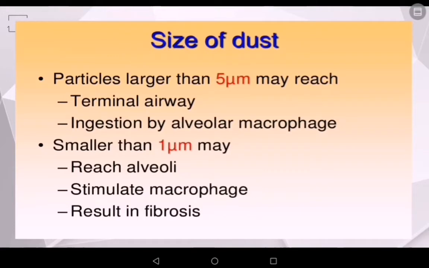So let's look at the first factor, which is the size of the dust. Particles larger than 5 micrometer reach the terminal airway, and these are ingested by the alveolar macrophages. So these are less dangerous than the smaller particles. Particles which are smaller than 1 micrometer, as I have told you before, are the most dangerous ones. They reach the alveoli and they stimulate the macrophages, causing an inflammatory response leading to fibrosis over a long period.